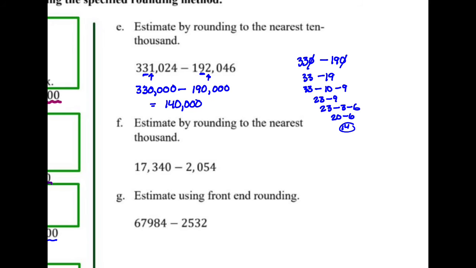Okay, this one, rounding to the nearest 1,000. Example F. So 1,000 is the 7. 3 is going to round down, so it leaves the 17 as is. So I'm going to go off to the side here since we don't have much space. And then we're subtracting. 2 is in the thousands place, and the 0 rounds down, so the 2 is going to stay. So 17,000 minus 2,000 is going to be 15,000.